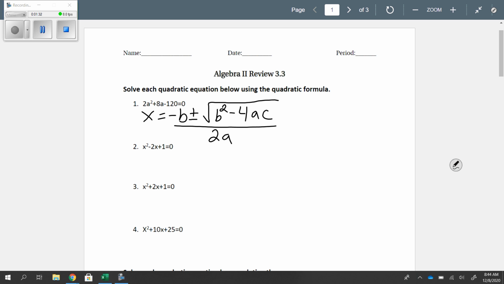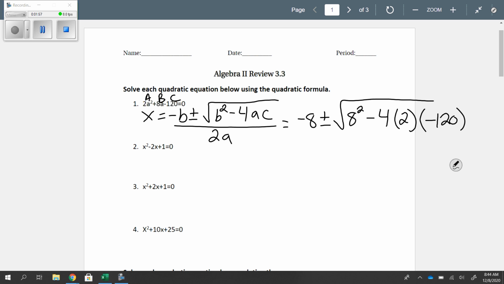So all we do from here is just plug the numbers in. We know this is A, this is B, and this is C. So let's plug it in. That equals negative 8, because B is 8, plus or minus the square root of 8 squared minus 4 times 2 times negative 120. All of that is over 2 times a, which is 2. Now from here, we just do math. I always say to do everything under the square root first, okay?